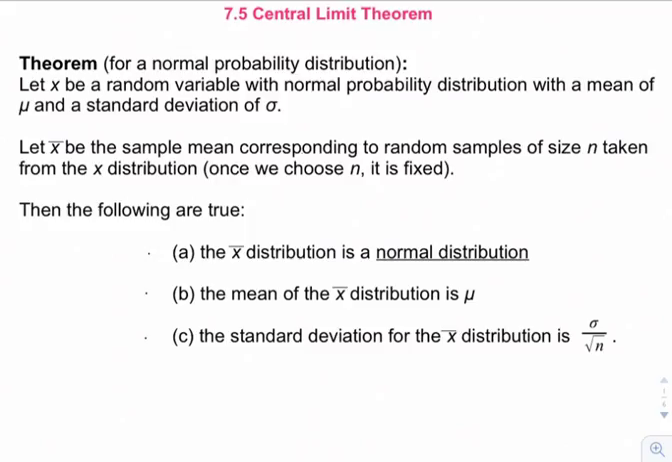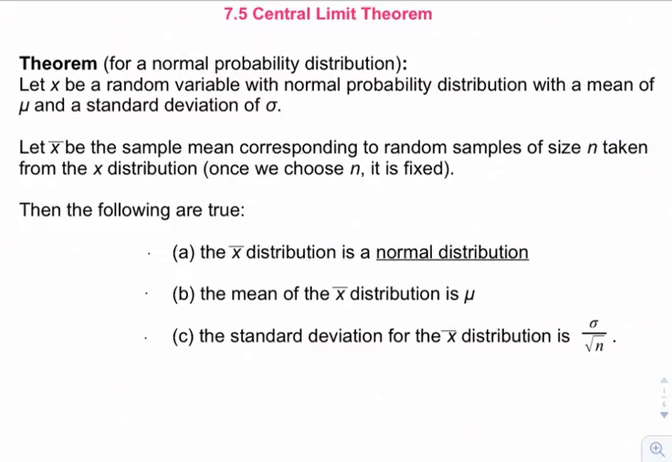That's an x bar value. Take another sample of size n, find its mean, that's another x bar value. So you keep taking the sample means from your original data set and you get an x bar distribution. So the central limit theorem tells us something about the x bar distribution that results.